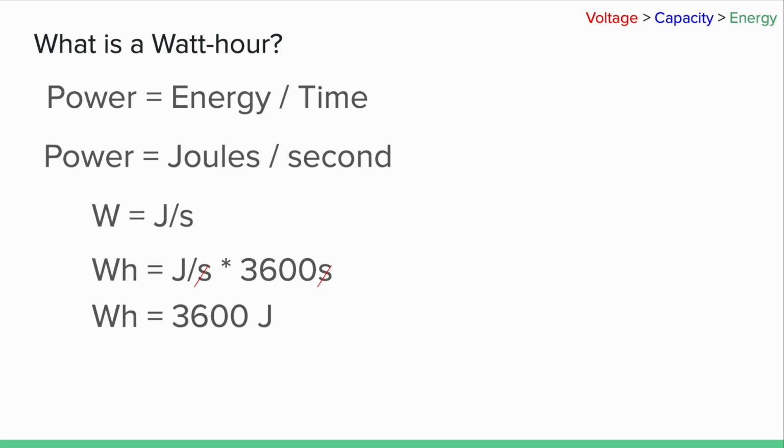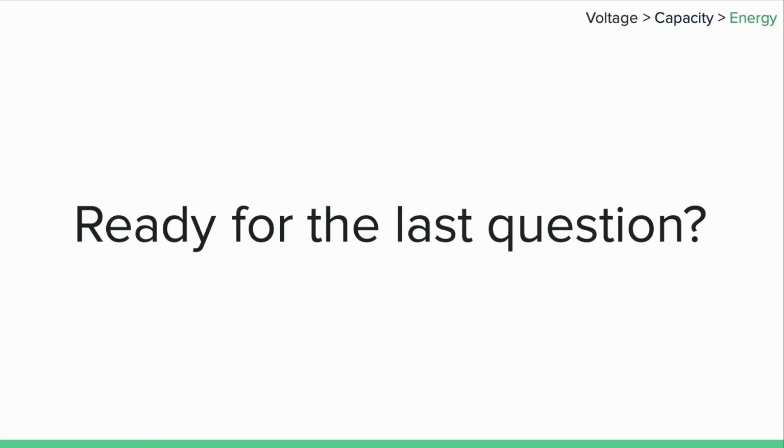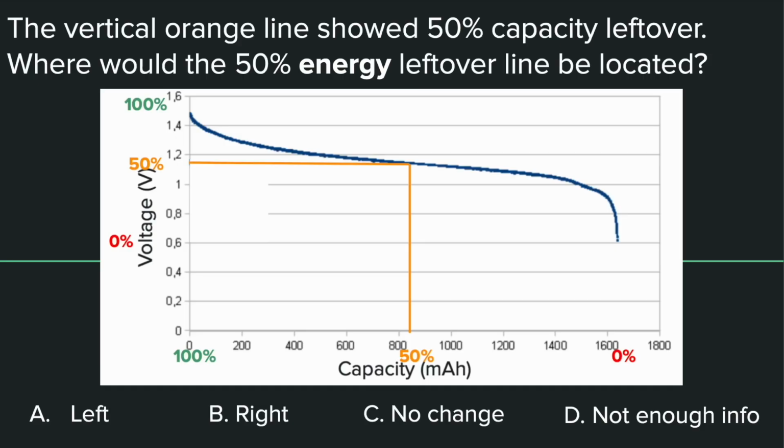And with that being said, are you ready for the last question? The vertical orange line showed 50% capacity leftover. Where would the 50% energy leftover line be located? To the left of the orange line? The right? It wouldn't change? Or is there not enough information to answer this question? Pause if you need more time.